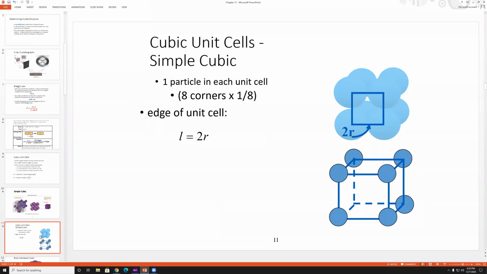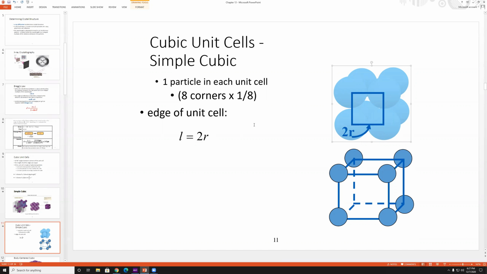So this means if it has 1 atom per unit cell, and each corner is 1/8, and it's arranged like this, that means the length of each side is going to be 2 times the radius of the atom. Because half of this cube would then be the radius of the atom. So 2 times the radius of the atom would give you the length.